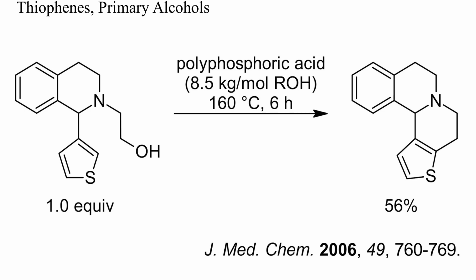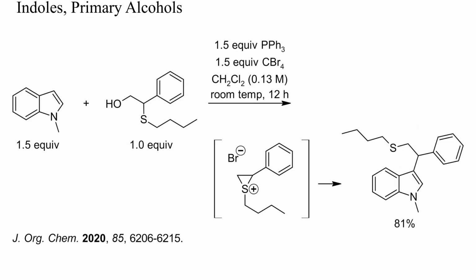Here, a reactive dication was required, and these can be difficult to generate. This was accomplished by heating the alcohol with polyphosphoric acid for 6 hours. Indoles are easy to alkylate at position 3. Here, the alcohol was first converted into an alkyl bromide, which cyclized to a thioranium salt. This cation then reacted with nucleophiles at the benzylic position.